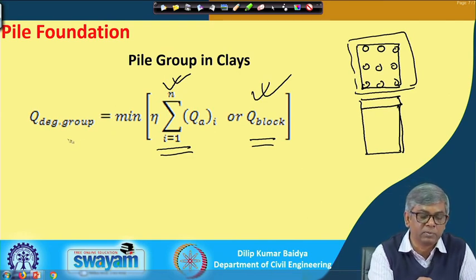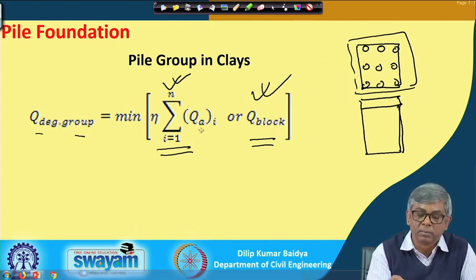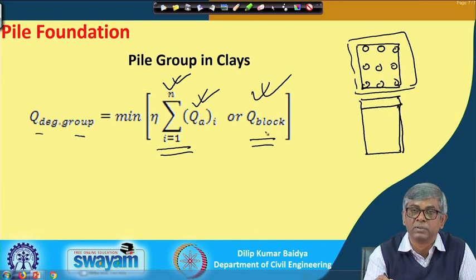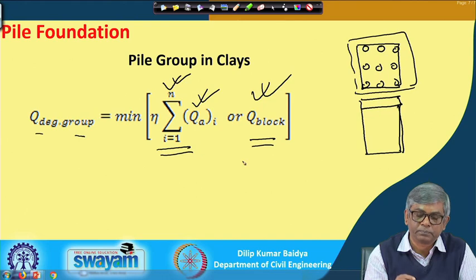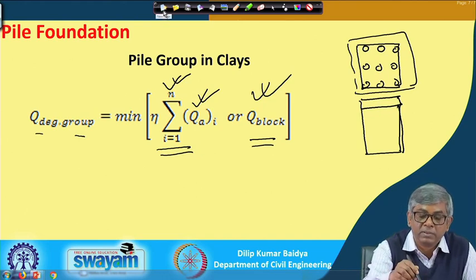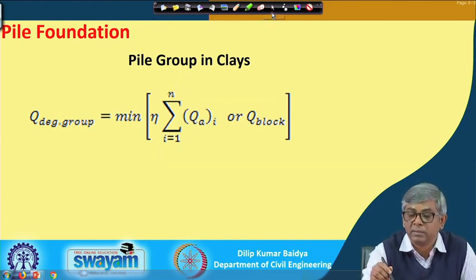So, the Q design of the group will be the minimum of these: based on individual failure, what is the group capacity, and based on block failure, what is the group capacity. These two are to be calculated and then compared to find out the design value. Based on these, now I will take a problem.